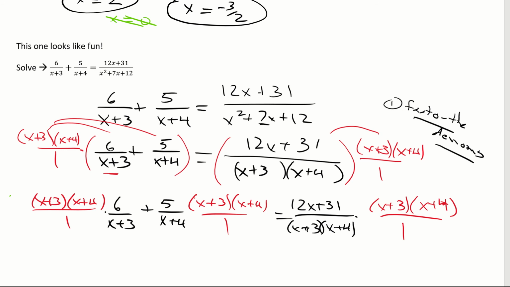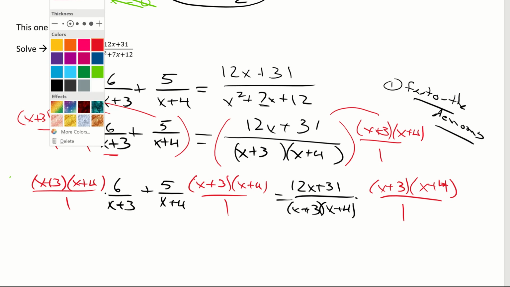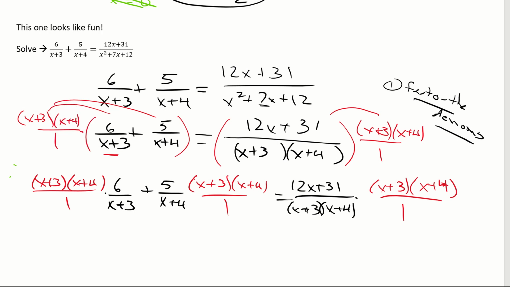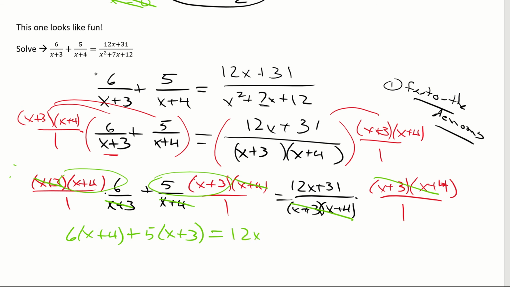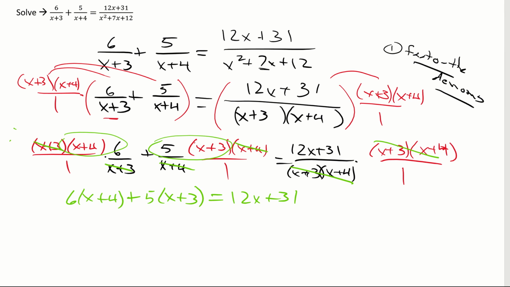It's a lot of scribbling. And you can do this in color, so you'll be able to see things. Take out the green marker maybe and say, this is where I start canceling. Who's left over? 6 times x plus 4, plus, canceling, who's left over? 5 times x plus 3, equals, cancel, 12x plus 31. Everything canceled there. And here's your new equation. This is what we solve, and this is how we end the video on this one.